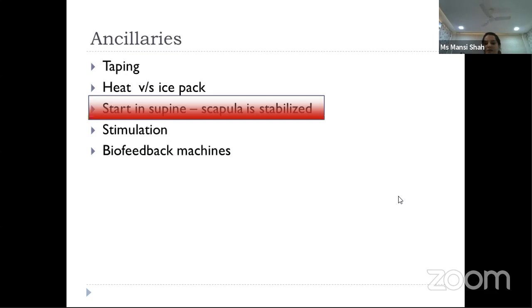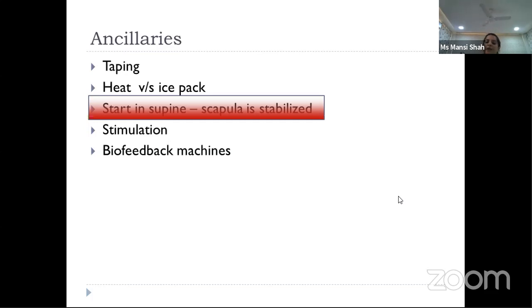Heat packs versus ice packs. We would use a heat pack in patients who are really anxious with taut upper trap or levator scapulae. Ice packs are used in cases which are post-operative. They are inflammatory patients. We may use ice packs. Ice packs are very good post-exercise sessions.